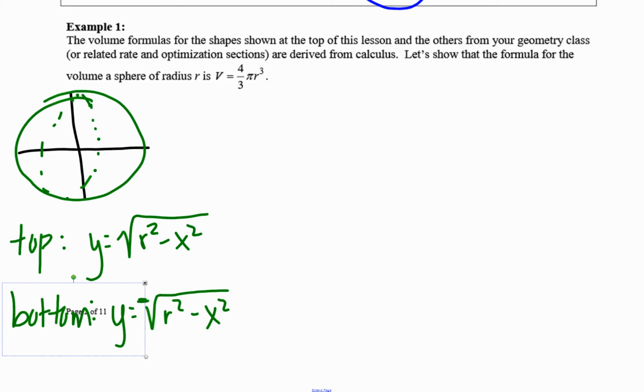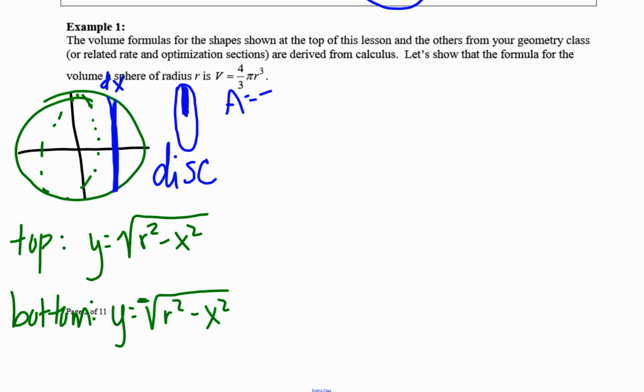Okay, so what we're going to be doing is slicing this. We're going to say we take a slice right here. Our width is going to be dx. If we looked at it from the side, it's going to be a circle, and that would be our radius, and we're going to call it a disk, and you'll see why very soon. All right, and so how do you find the area of a disk? Well, that's just pi times the radius squared. And our radius in this case will be the square root of r squared minus x squared.